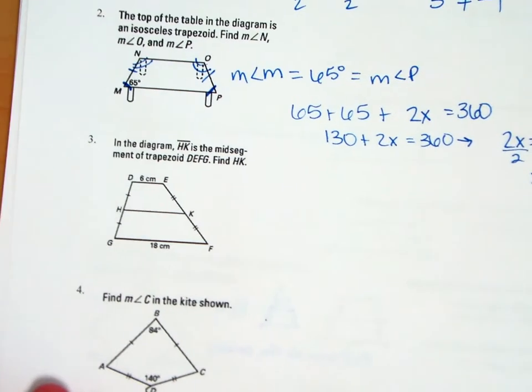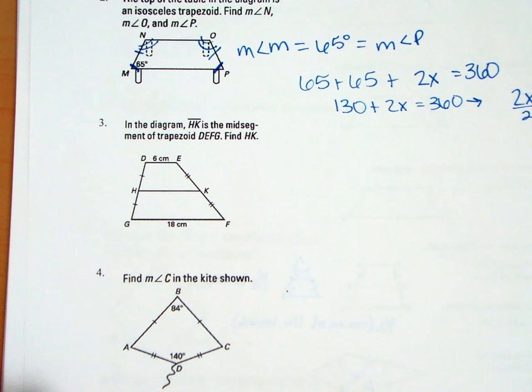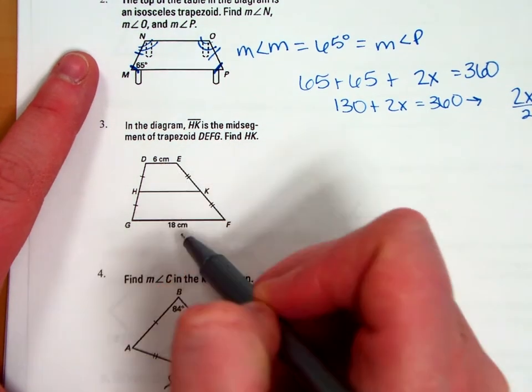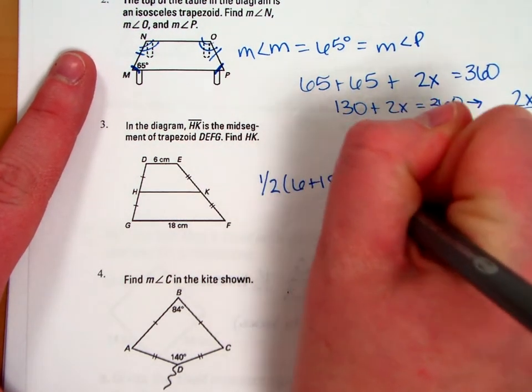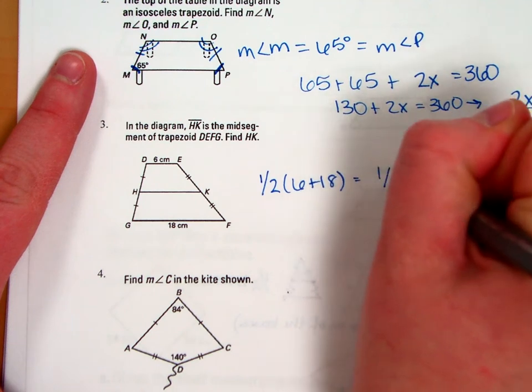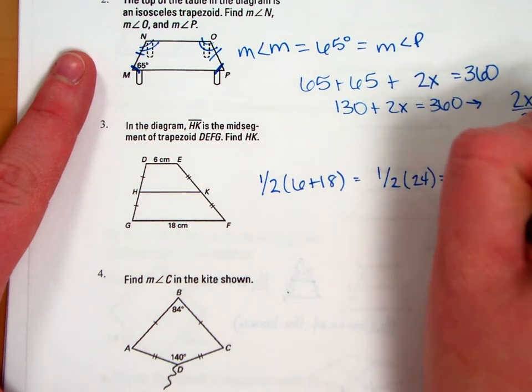Alright, so doing this one here, the mid-segment. 6 and 18 are my two bases, so 1/2 times (6 plus 18) equals 1/2 of 24, which equals 12 centimeters.